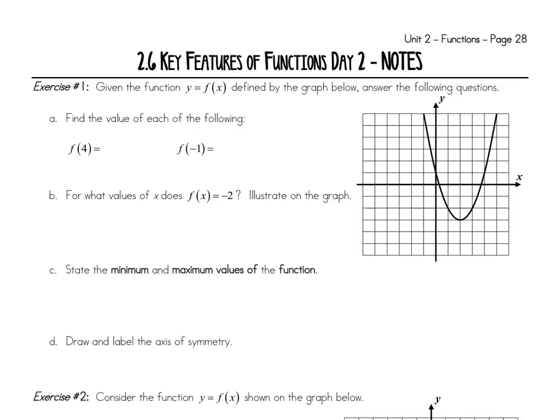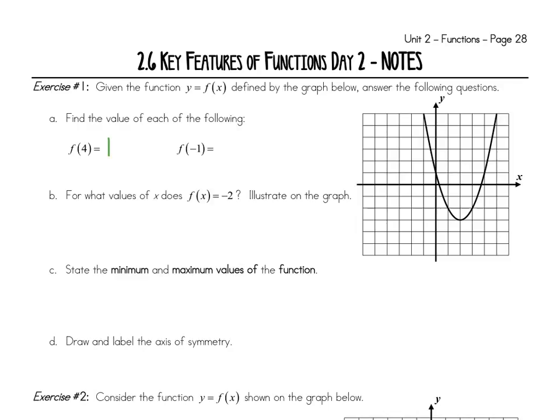Given the function y is equal to f of x defined by the graph below, answer the following questions. A wants us to find the value of each of the following. F of 4. So f of 4 really means what is the y value when x is equal to 4? So if I move 1, 2, 3, 4 spaces to the right, I notice that I have to look up to positive 1 to get that value. So f of 4 is really 1.